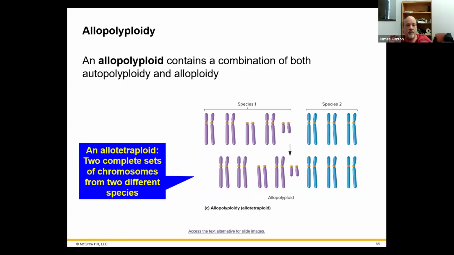And you can have what they call allopolyploidy. In this case, you have species one, which is a diploid. You've undergone something to make it do complete non-disjunction. And you have species two, which is a diploid, and it undergoes complete non-disjunction. And so you make diploid gametes, and you use those diploid gametes to fertilize each other, and you make an allotetraploid. This is actually quite common in plants. It's much, much more rare in the animal kingdom.